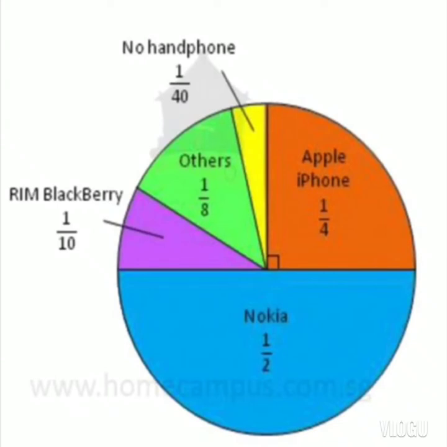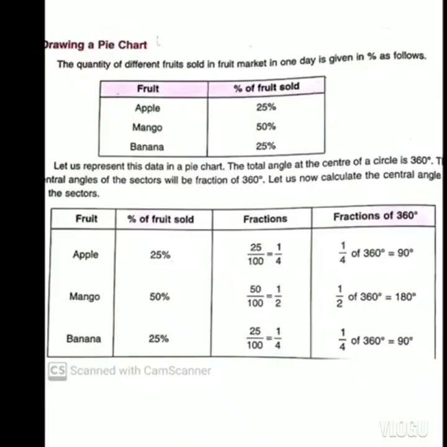And one thing more, why is the circle divided into 5 sectors? Because our data was divided into 5 categories. Some people were using iPhone, some were using Nokia, some were using BlackBerry, and some were using other brands of the phone, and some of the people were not using any phone. So the whole of the circle is divided into parts and each part is called a sector.